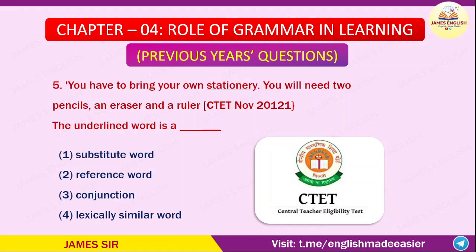Next question. You have to bring your own stationery. You will need 2 pencils, an eraser and a ruler. The underlined word is. Here the word stationery has been underlined. Options: a substitute word, a reference word, conjunction, lexically similar word. Here option 1, that is it is a substitute word.